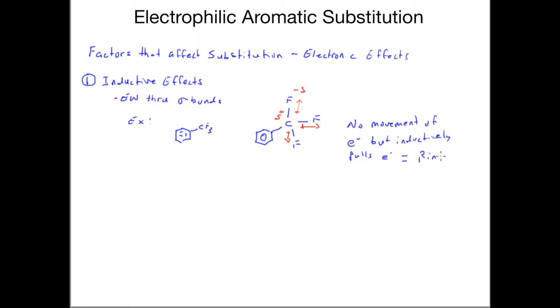So again, when we have the inductive effect, we're looking at no essential movement of electrons through a pi system, but we're inductively pulling electrons through a sigma bond. And what this does in this case, as our example, is deactivate the ring because we're pulling electron density out of the ring, and therefore it can't attack that electrophile that we would have.